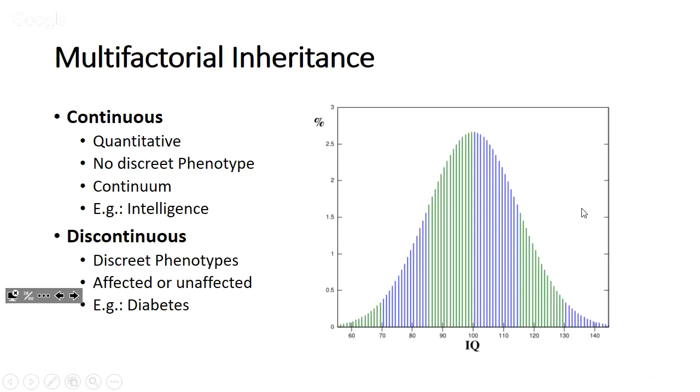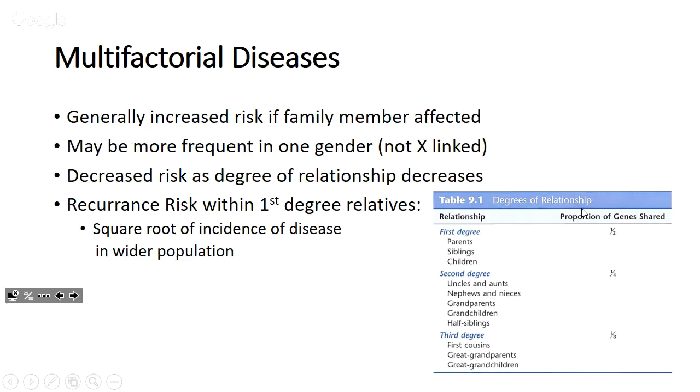And when we're looking at the classic recessive dominant sort of traits, they tend to be discontinuous. So that's when you've either got diabetes or you don't. So you've got a very discrete definition of two phenotypes. All right, so multifactorial diseases.